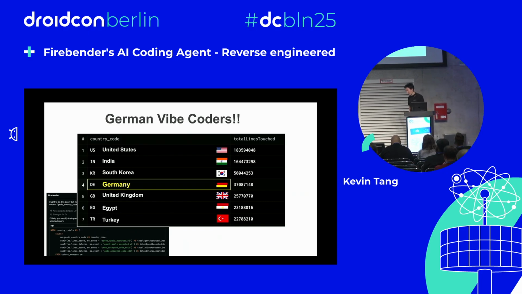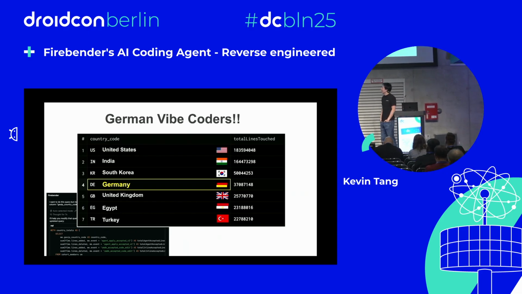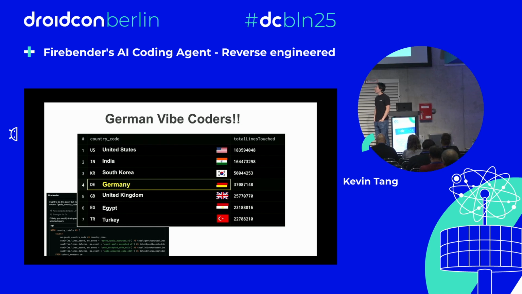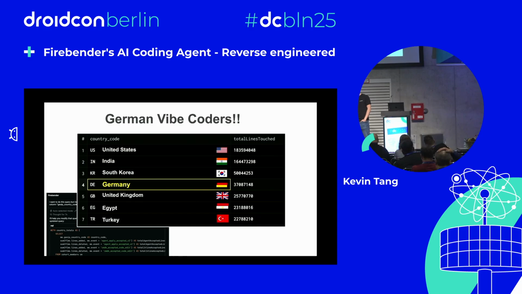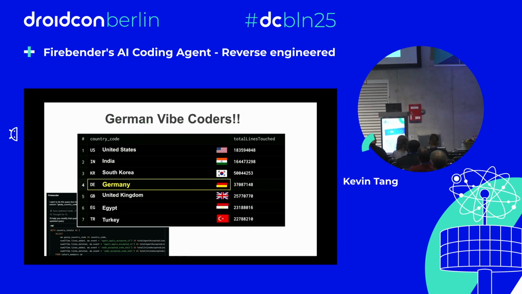Also, another very cool thing, using Firebender, I had Firebender write SQL over our metrics database. And you can see here that split by the top countries, Germany is the highest in Europe in terms of people accepting code changes from the coding agent, followed by the United Kingdom. And Germany is top 4 in the world for this.